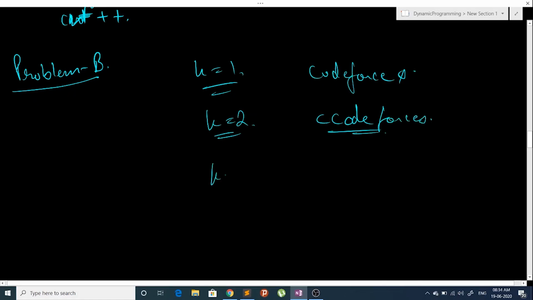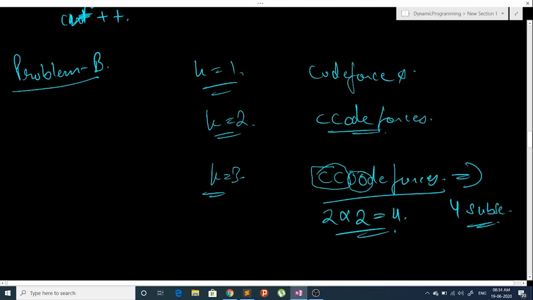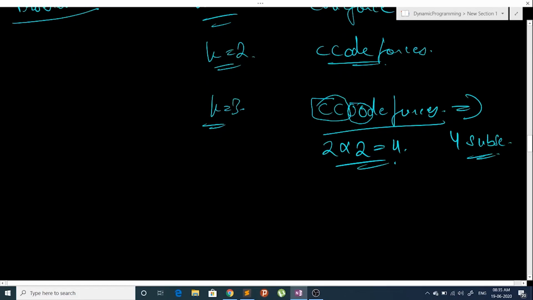And if k equals 3, it can be like C, C, O, O, D, E. So it has a total of 4 subsequences of codeforces, because here I can have 2 options and here also I can have 2 options. So 2 multiplied by 2 equals 4. Now how can I do this problem? So this is the clue.